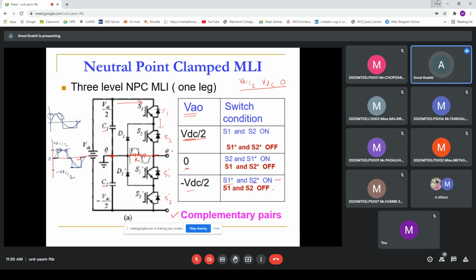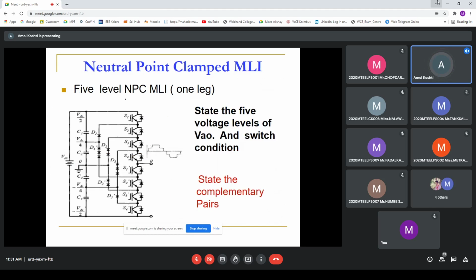As I told you, there are mathematical formulas for how many input capacitors we need, how many diodes we need in the circuitry, and how many main switches we need here. By using these formulas, we can construct this inverter for any level. For example, here it is given for 3 levels. You can also build it for 5 level, 9 level, 11 level. Here it is shown for the 5 level inverter.